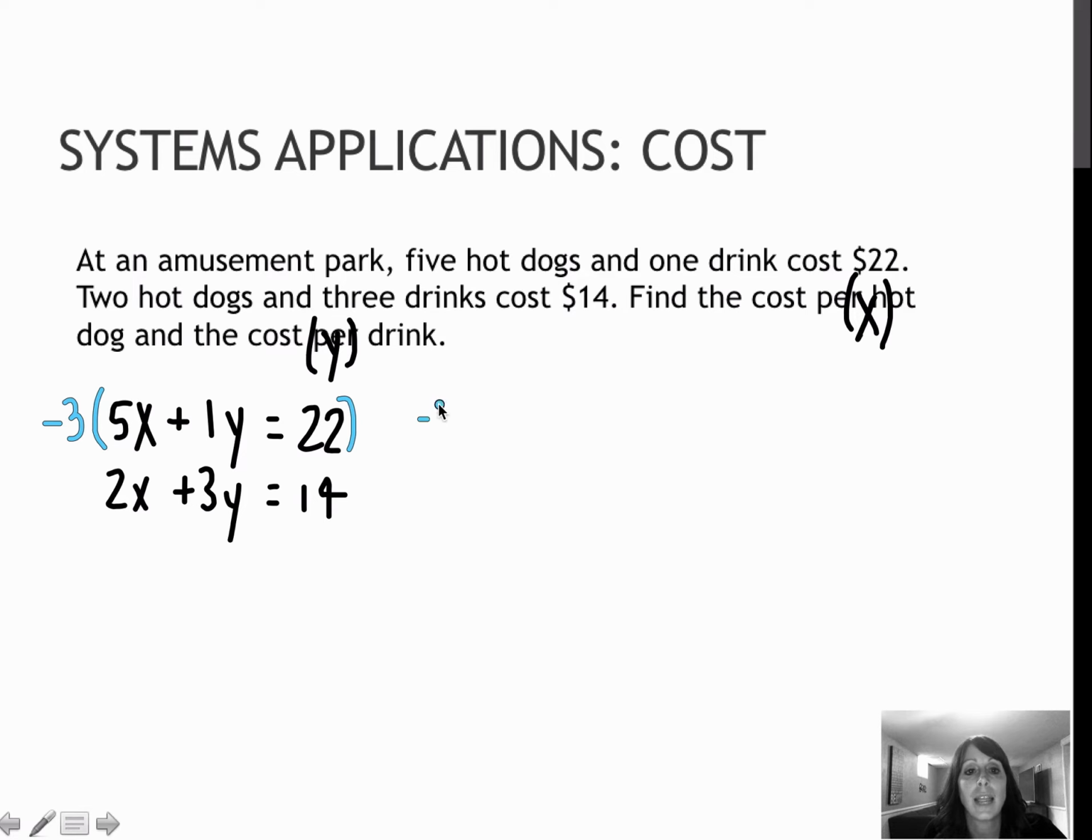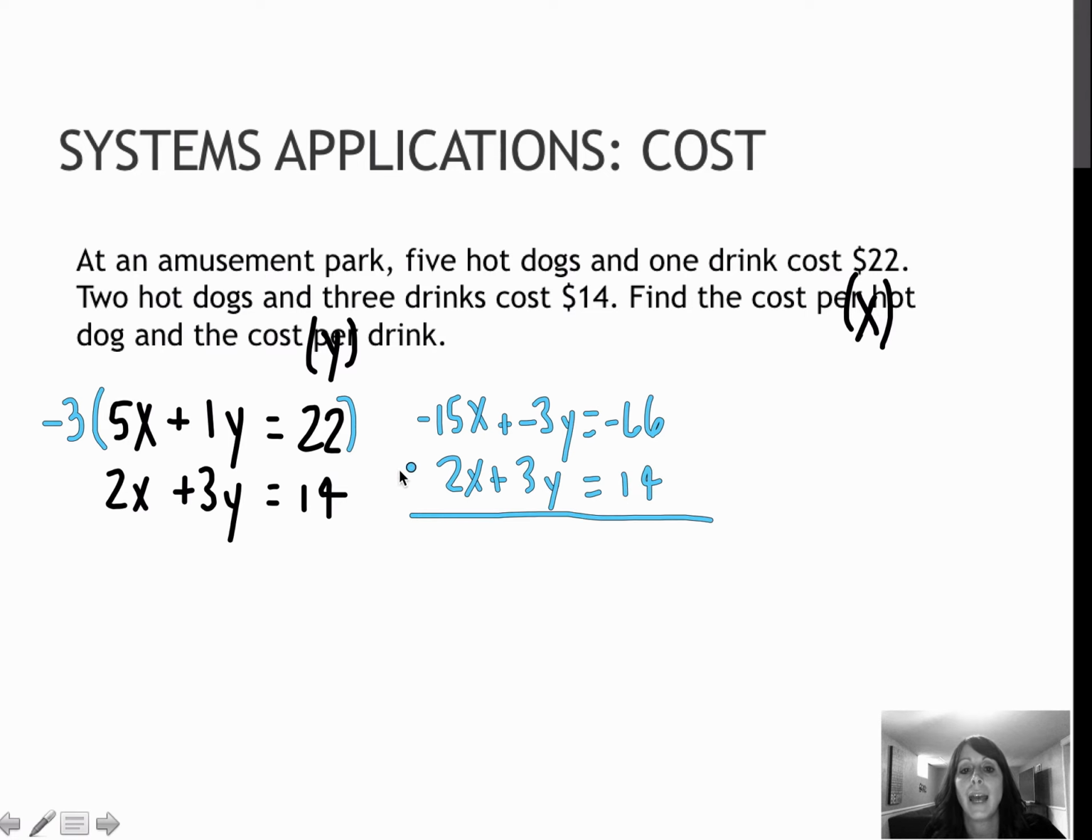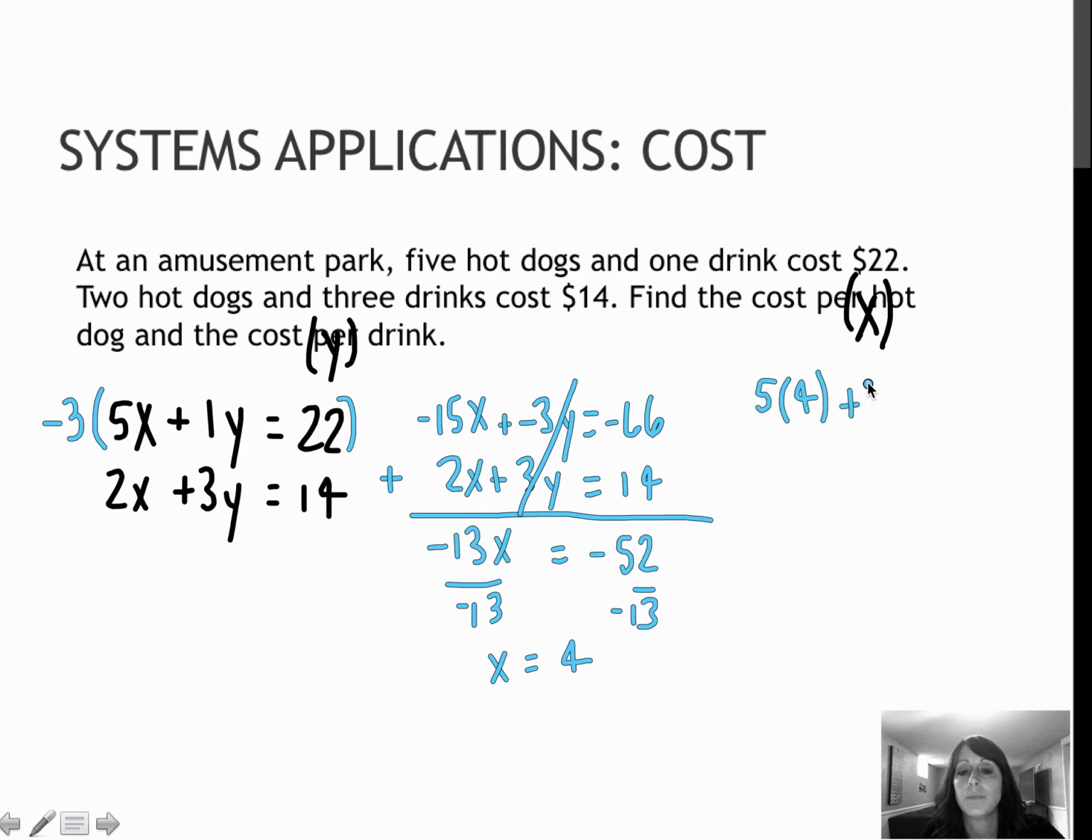So I get -15x plus -3y equals -66. I'm going to rewrite this equation so that everything is lined up and add the two equations together to get -13x equals -52. When I divide to solve for x, I get that x is 4. Then I take that 4, I plug it back into either equation. I'm going to choose the first equation.